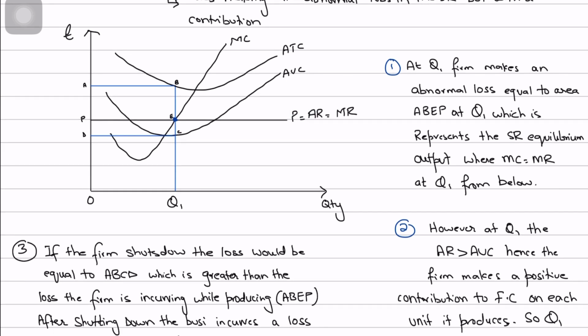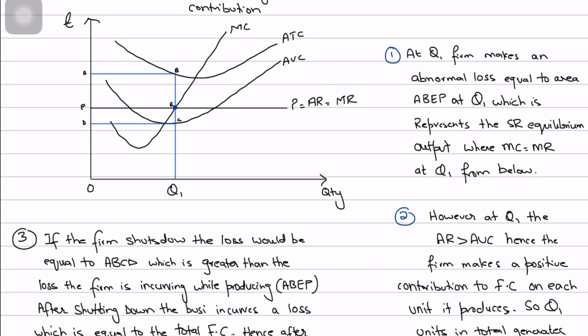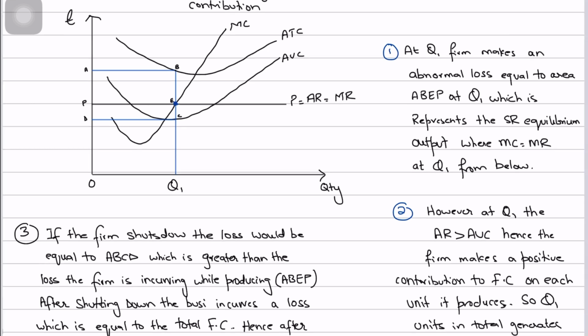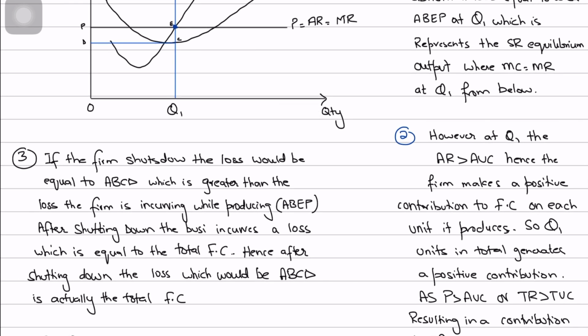Now, understand my point here. See, although there is an economic loss which is equivalent to area A, B, E, P, right? But there is a positive contribution as well. And we know that at Q1 the average revenue is more than average variable cost, because at Q1 this P is the value of average revenue, and this D is representing the value of average variable cost. So since P is more than D, that is, average variable cost is less than average revenue, there's definitely a positive contribution to fixed costs on each unit of output that we are producing.